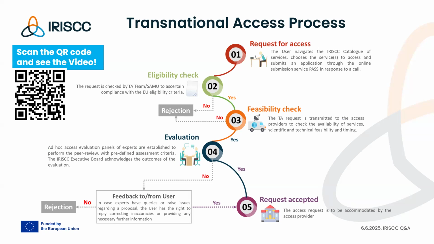Then this request is first screened for eligibility based on the conditions there are in the EU-funded projects. But then after the eligibility check is okay, the request is sent to the providers for the confirmation of the feasibility, because the provider needs to say, okay, I can provide this service in the terms that the user is requesting, and also in the same time frame the user has asked to receive the service. And I have enough resources to do so.